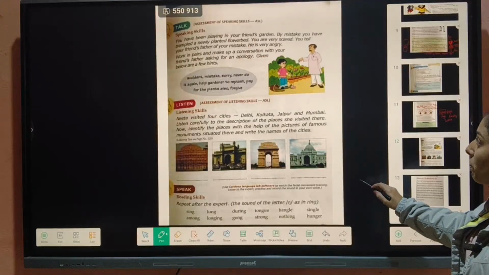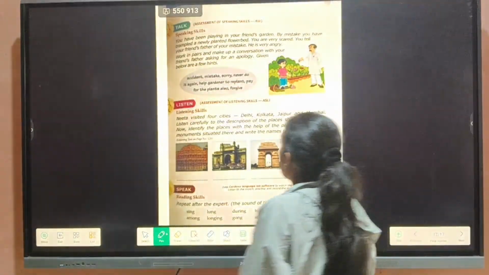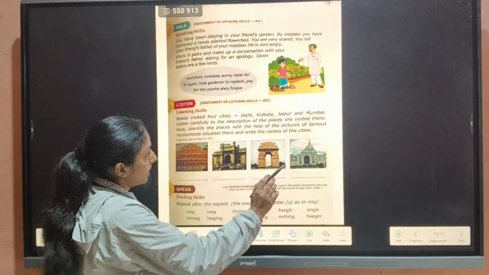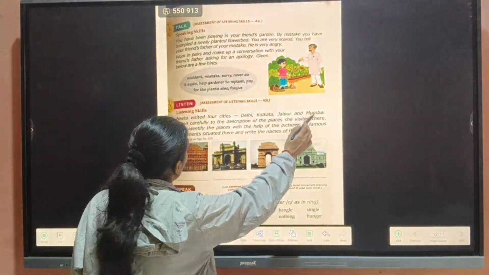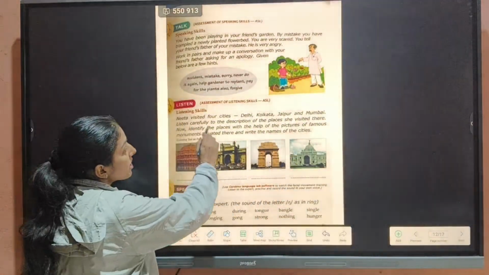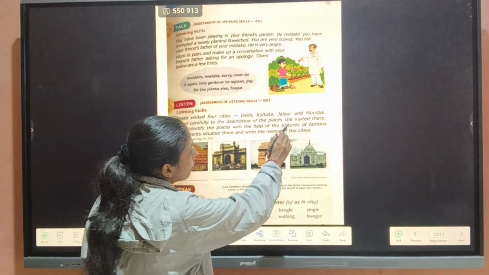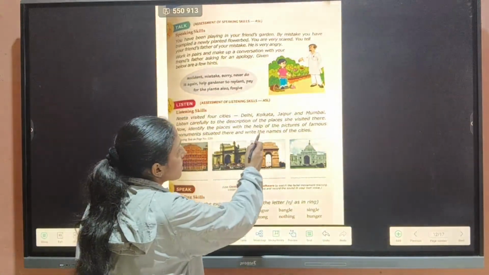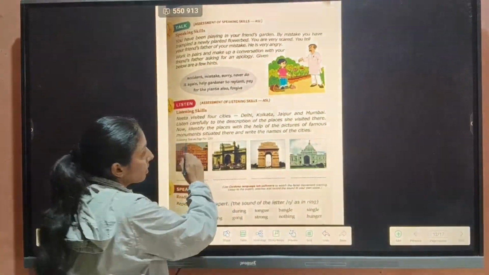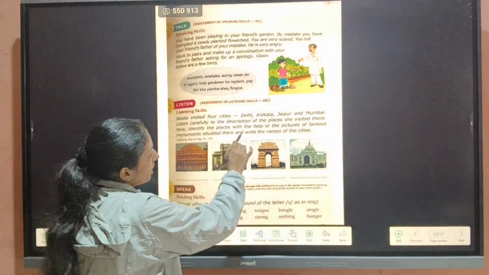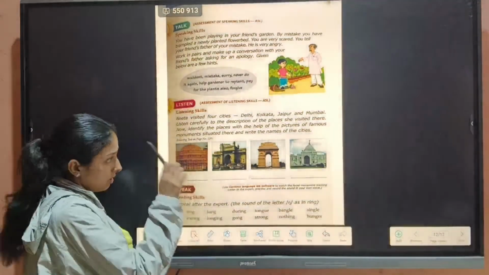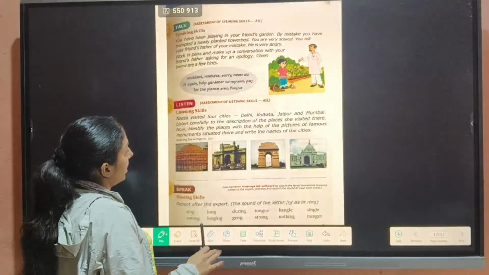Now, the next page. See, in the listening skills, Neeta visited 4 cities: Delhi, Kolkata, Jaipur and Mumbai. Listen carefully to the description of the places she visited there. Now identify the places with the help of the pictures of famous monuments situated there and write the names of the cities. You have to read a text, a paragraph written on a page.